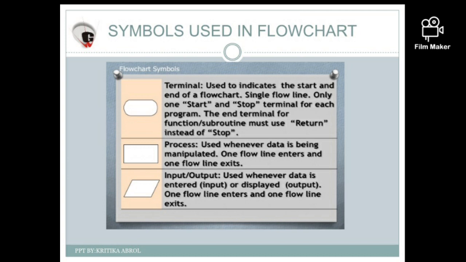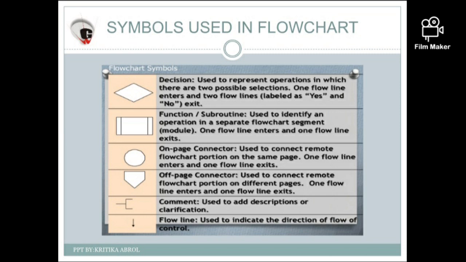The next symbol is a decision box. A decision control is a branching flow symbol that has the shape of a diamond. It is used to represent operations in which there are two possible selections. A decision box always indicates a question or a branch in the process flow. Typically, a decision box is used when there are two options, yes or no, or we can say true or false. A decision box works only on conditions which give a true result or a false result.